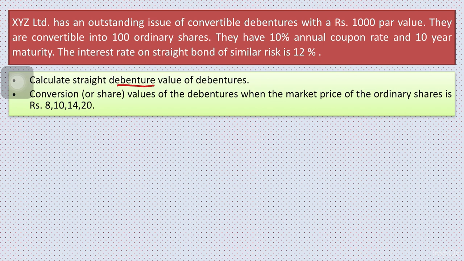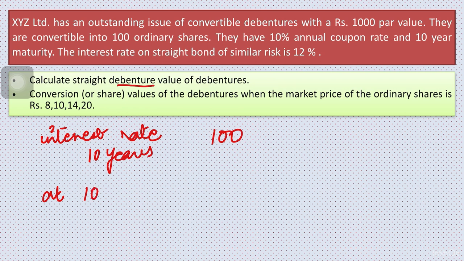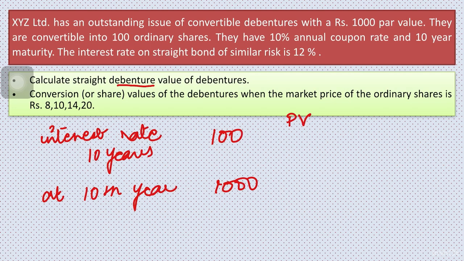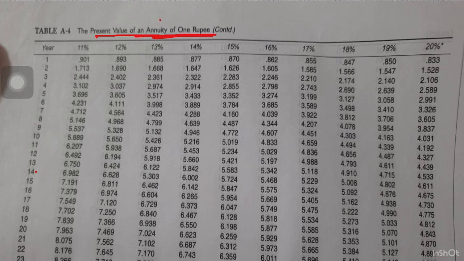Now, if I have to compute the value of the straight debentures, what two things do I have? First is the interest, that is rupees 100 for the next 10 years. And at the end of the 10th year, 1000, that is my principal value. I have to compute the present value. How do we compute the present value? We see the tables. Over here, I've taken the table. First is the present value of annuity of 1 rupee. Over here, for the next 10 years, I'll be getting 100 each, 100, 100, 100 for each year. That is why I go to the annuity table.